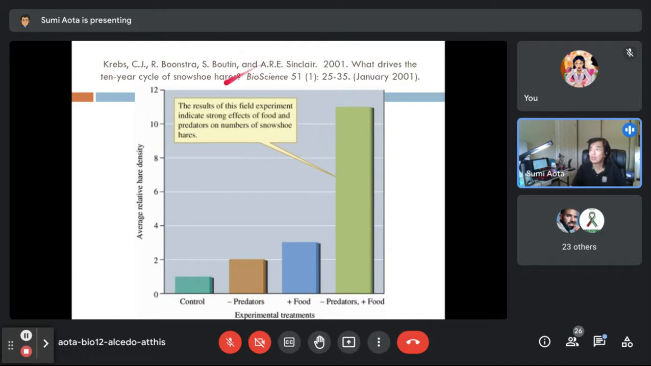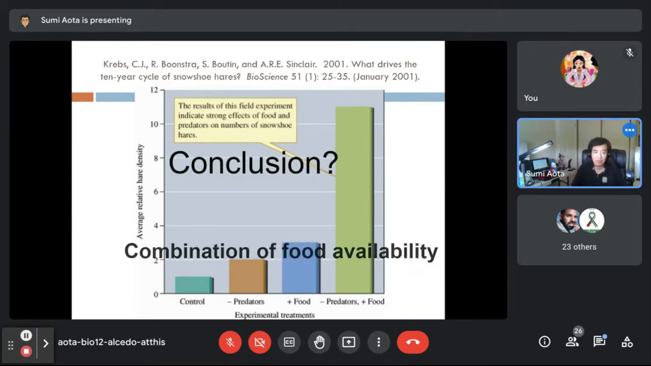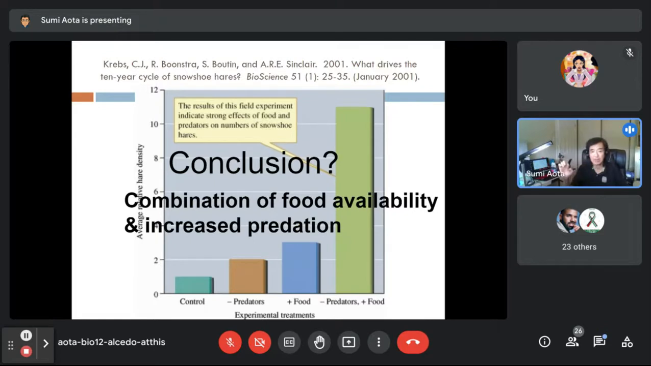So the results of this field experiment indicate strong effects of food and predators on the number of snowshoe hares. So the conclusion was, it was a combination of both food availability and increased predation. It's a top-down and bottom-up effect. Both impact the numbers of hare, which then contributes to the cycling of the system. And this may be true for all population cycling.